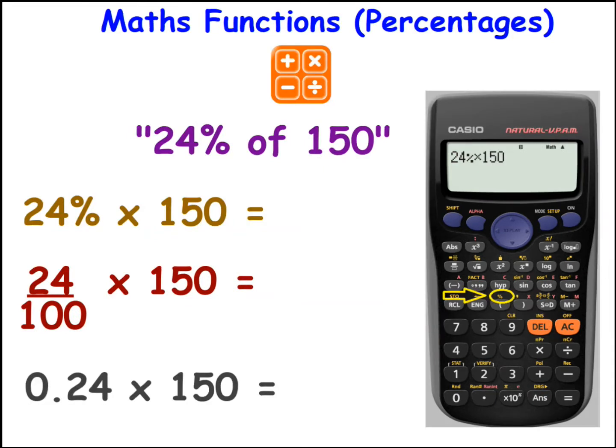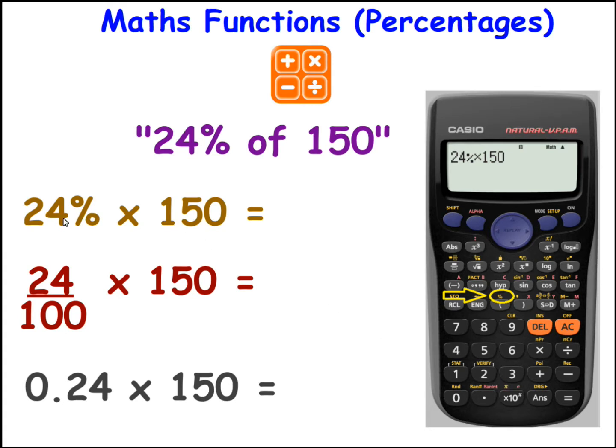The next function I need to show you is the percentages function. So as part of our basics, we learned how to do a percentage of an amount. So in our example, we're going to do 24% of 150. Now, because we're aware that a percentage is a fraction is also a decimal, they're all the same thing, when you do your calculation of 24% of 150, you have several options to do that calculation.